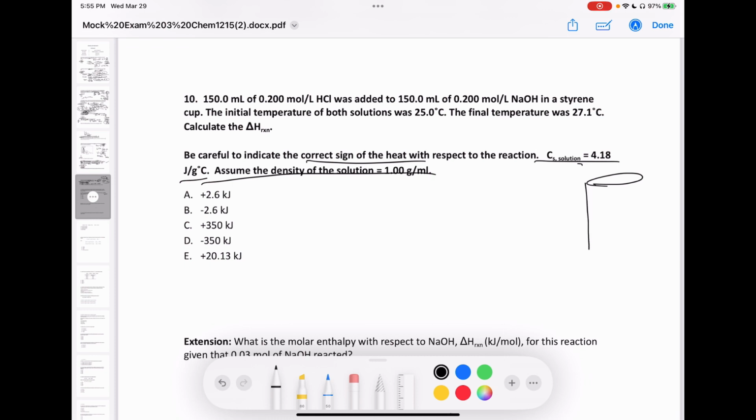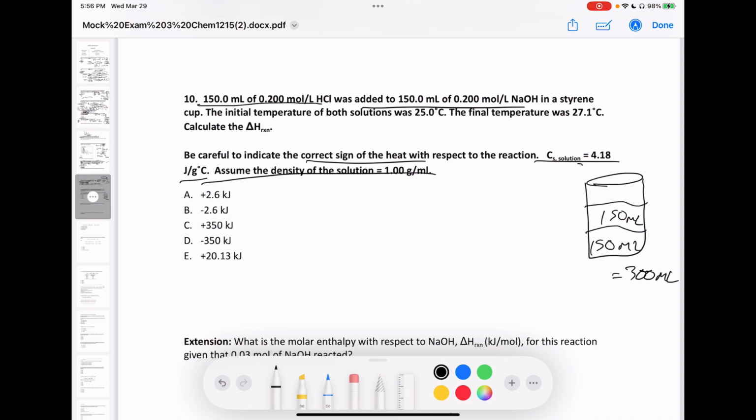And we just did this in class today as an example. It gives you two solutions, and you can think of this as just adding both solutions together because you're mixing them. This is going to be 150 milliliters, this is another 150 milliliters, so the total is going to be 300 milliliters of solution. And because we're doing coffee cup calorimetry, I think there's an assumption that pressure is constant.